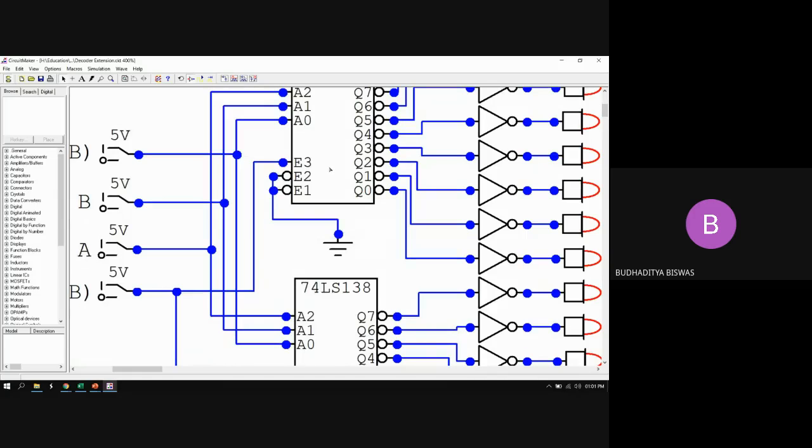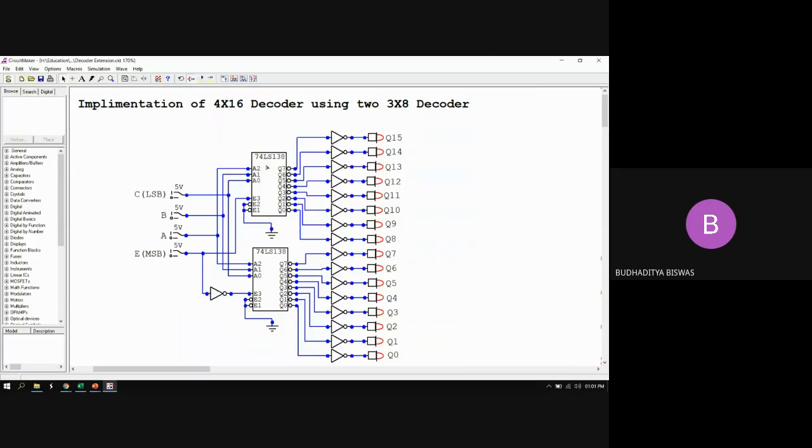Why are the 3 enable inputs required? In some digital circuits, more than 1 enable input is there. So this 74138 is the 3 cross 8 decoder. I take 2 of these 3 cross 8 decoders, and using them, I will simulate 1 4 cross 16 decoder. Basically you see the total circuit has 4 inputs: E, A, B, C. E is called the MSB of the decoder input, and C is called the LSB. So total 4 inputs are there, and total 16 outputs, starting from Q0 to Q15. I will explain how this is possible.